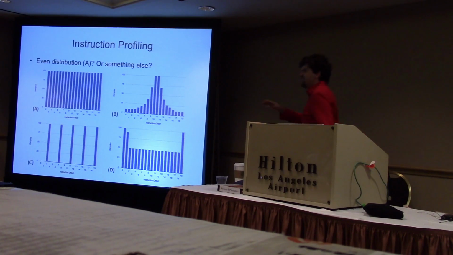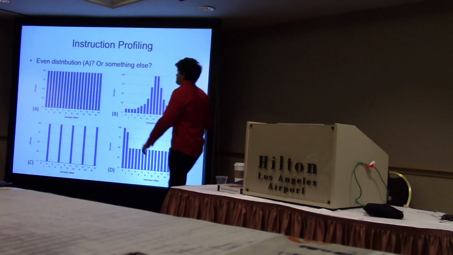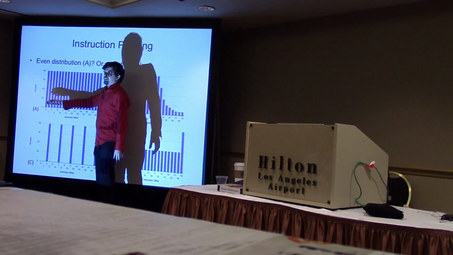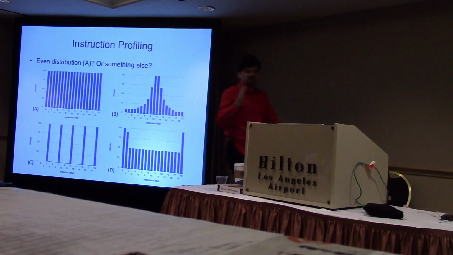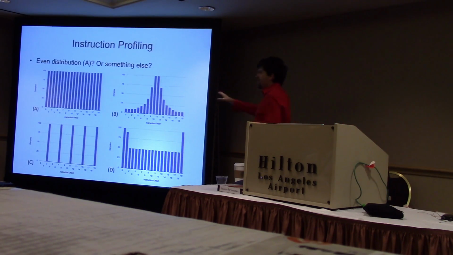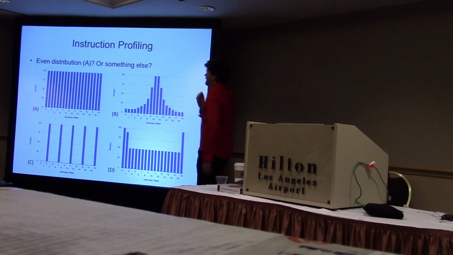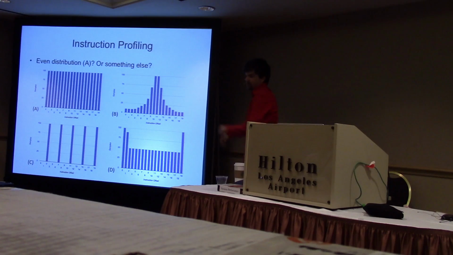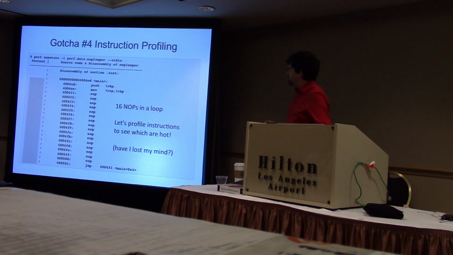So plotting the number of samples versus instruction offset, would it look even? It doesn't matter which instruction, we just keep going through the loop and everything is going to look even. Or might there be a different pattern? The x-axis is the instruction offset and the y-axis is the number of samples. That's what the code looks like.